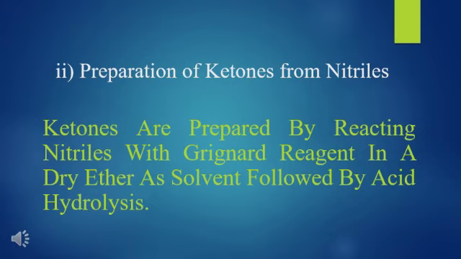Next is preparation of ketones from nitriles. Ketones are prepared by reacting nitriles with Grignard reagent in dry ether as solvent, followed by acid hydrolysis. All of you know Grignard reagent. In the previous reaction, we know Grignard reagent means RMgX, magnesium with alkane and halide group.